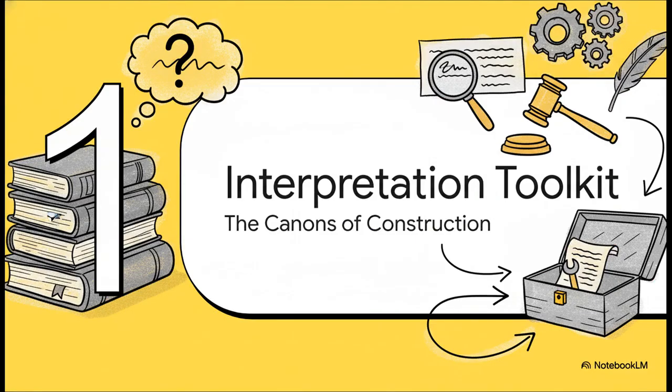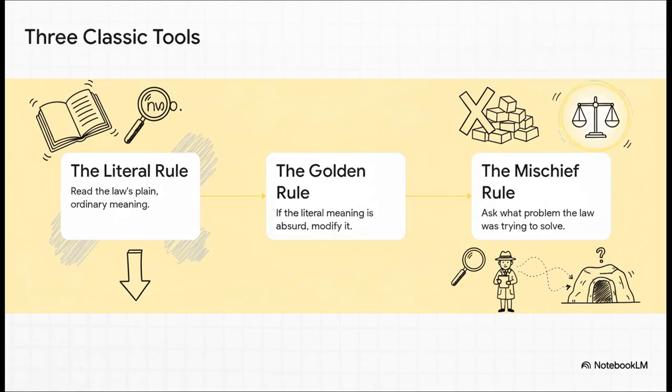Okay, so a judge gets a law and it's ambiguous. What do they do? They don't just flip a coin or go with their gut. Nope. They've got a whole toolkit, one that's been built up over centuries. These are a set of principles, traditionally known as the canons of construction. This toolkit has three classic tools to start with.